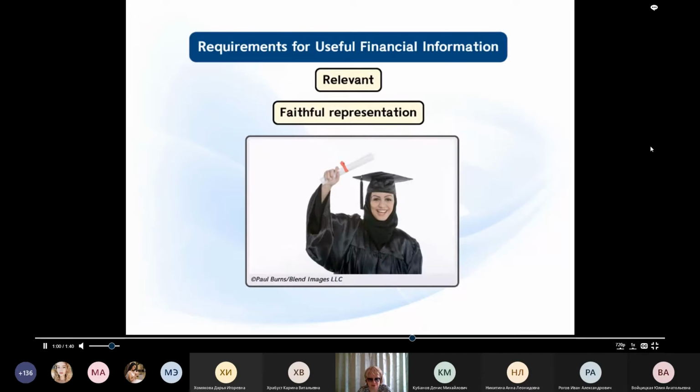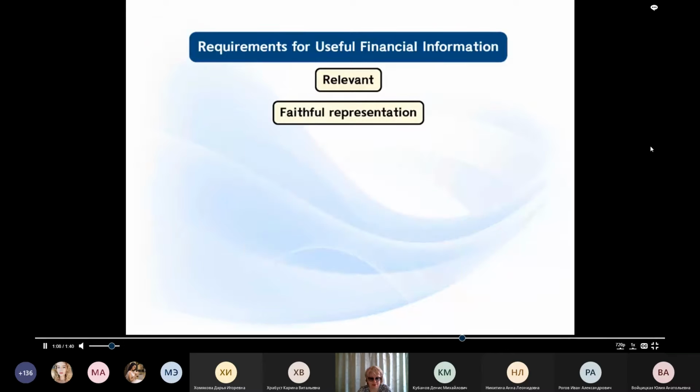On the other hand, grades on your term paper in last semester's English class are not relevant to the decision you make to set aside time to study for your Spanish midterm. Faithful representation requires information to be complete, neutral, and free from error.